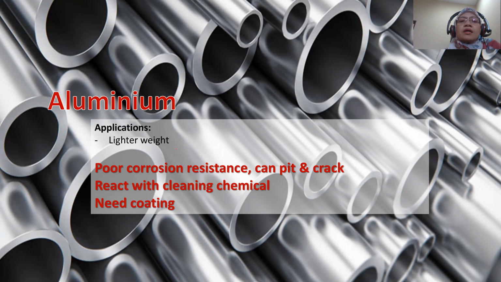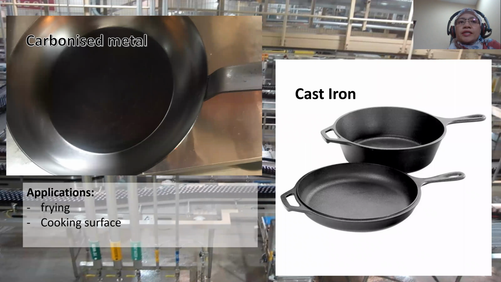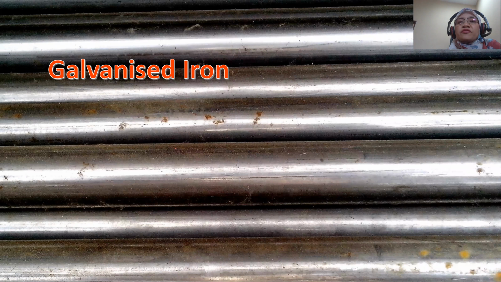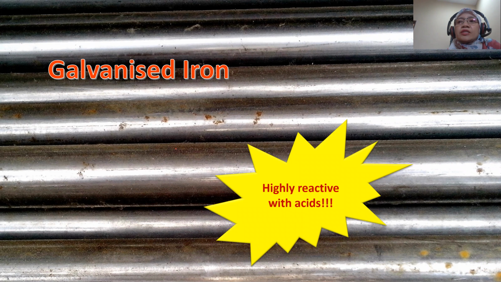A common plastic coating is polytetrafluoroethylene, or people normally refer to it as PTFE or Teflon. Carbonized metal and cast iron are only used for frying and cooking surfaces and other applications in food service. While galvanized iron should be avoided as a food contact surface because it is highly reactive with acids.